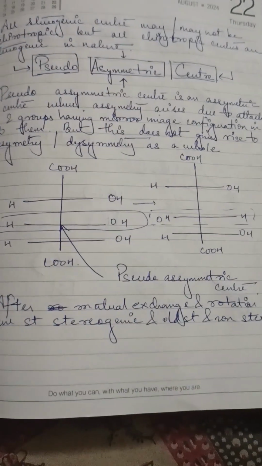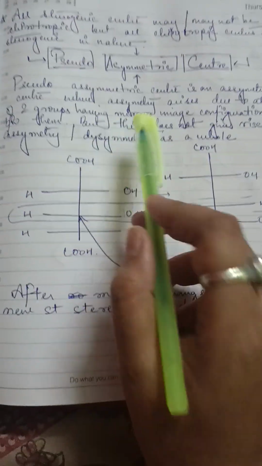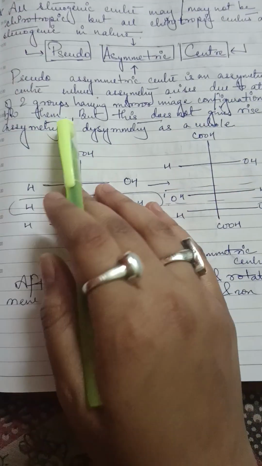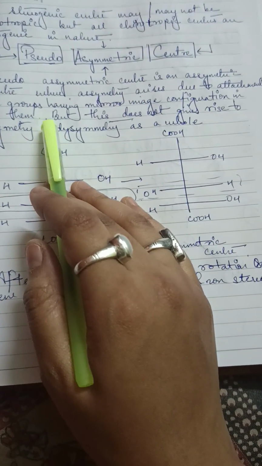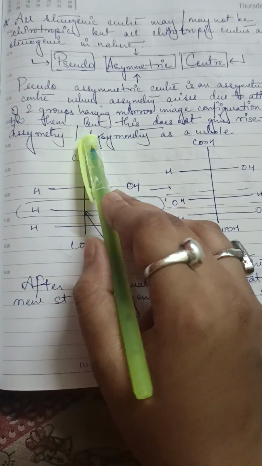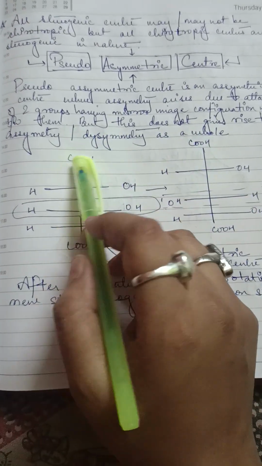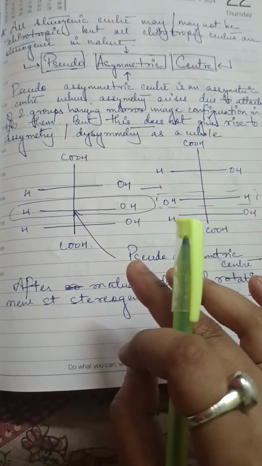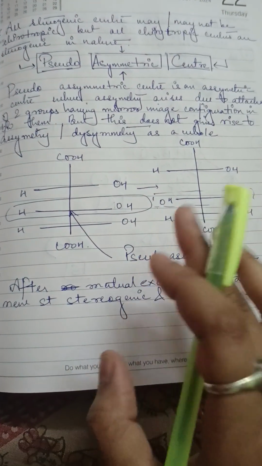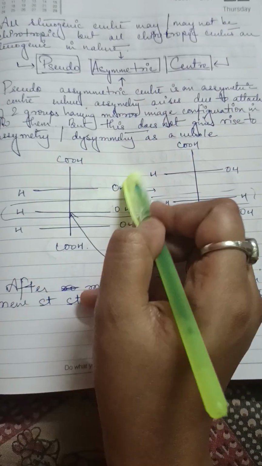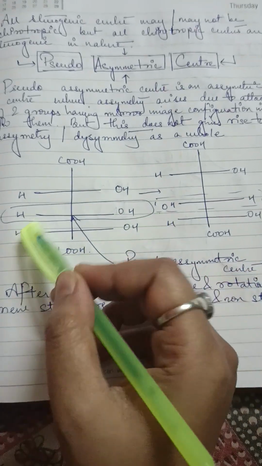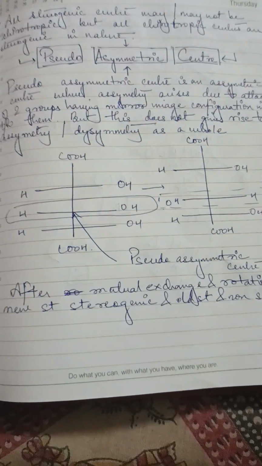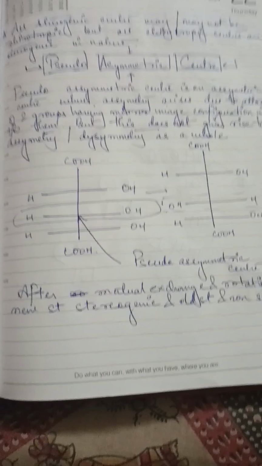Let's start with pseudo-asymmetric center. Pseudo-asymmetric center is an asymmetric center where asymmetry arises due to attachment of two groups having mirror image configuration of each other between them, but this does not give rise to asymmetry or dissymmetry as a whole.